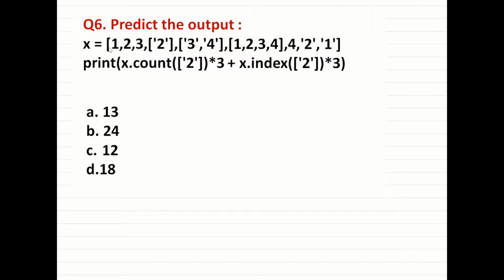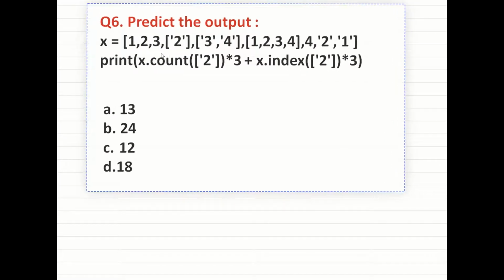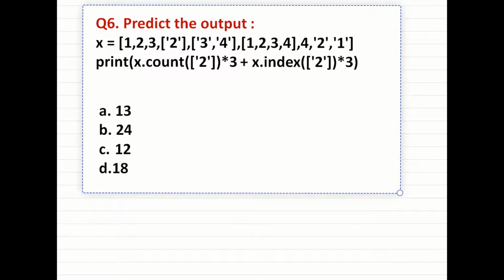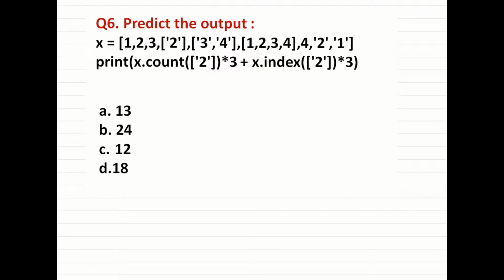Number 6 is predict the output. That is x equal to 1, 2, 3. Again, here a nested element is present, and there are different nested lists. 1, 2 and 3 nested lists are there. Let's have index values 0, 1, 2, 3, 4, 5, 6, 7 and 8. So let's find out the correct answer out of these options.